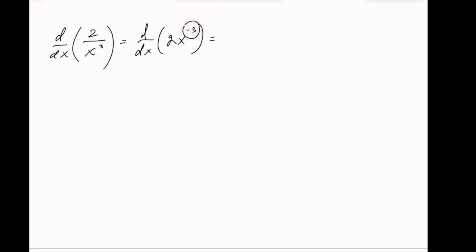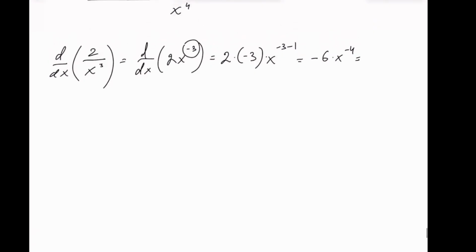So watch what we will have. So 2 times negative 3 times x to the power of negative 3 minus 1. So we have negative 6 times x to the power of negative 4. And if we simplify it even further, we have negative 6 over x to the fourth power.